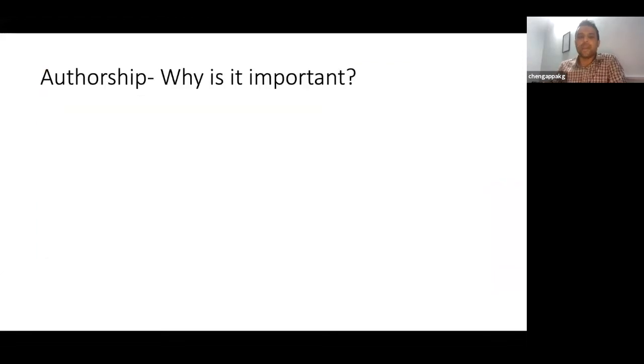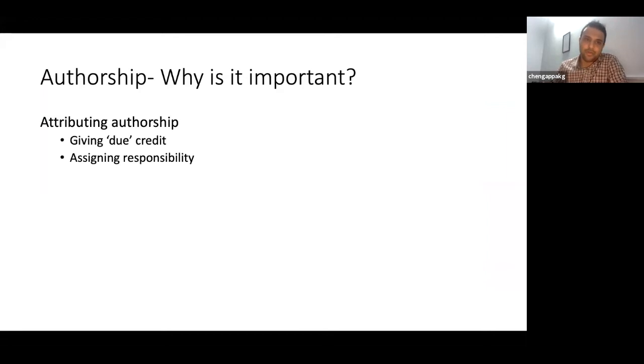So let us see why authorship is important. Authorship is important because when somebody is named as an author, it means that we are giving due credit to that person's work. And it also means that we are assigning responsibility for that work. Whatever is written is the author's responsibility.